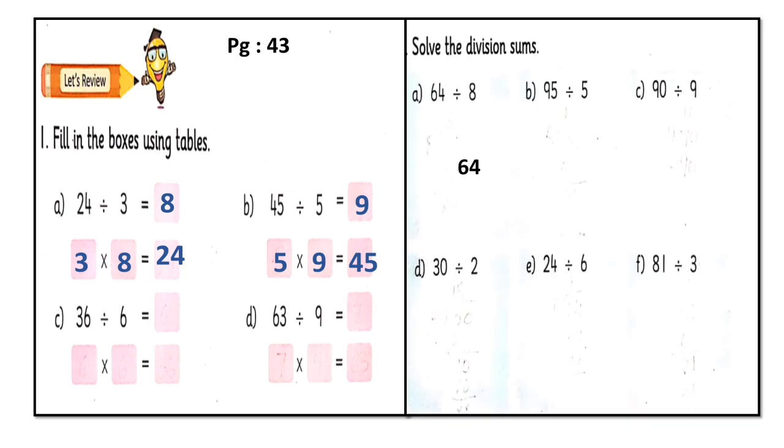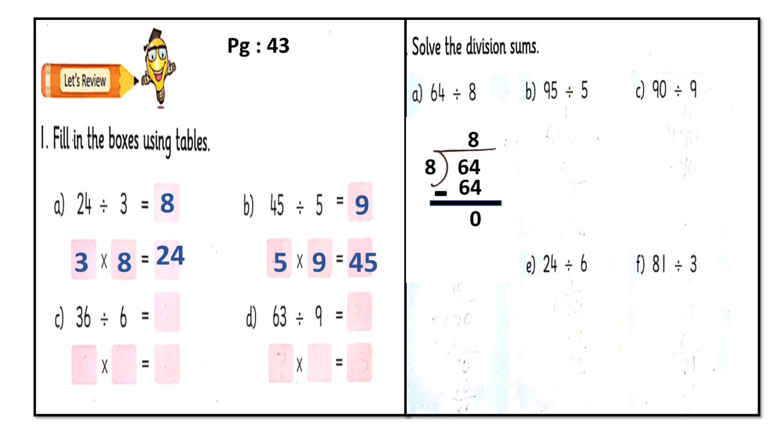Okay, on the same page, let's see question number 2. Solve the division sums. Write 64 divided by 8. Now read the table of 8 and tell me how many times we multiply 8 to get number 64. Yes, 8 times. 8 eights are 64. Now we'll subtract them. 64 minus 64 is equal to 0. Okay, let's see another one.